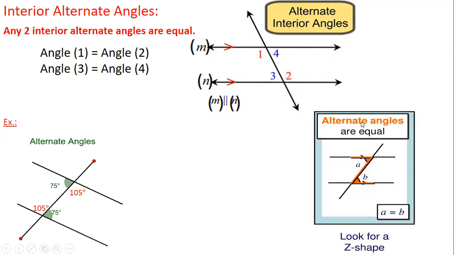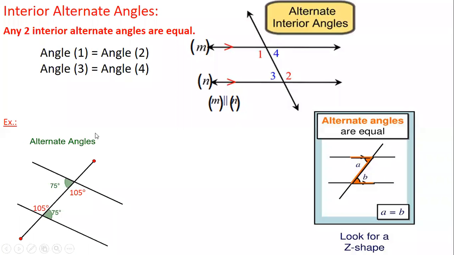Please, I want you to look at this drawing here. We have this angle here named A, and the angle down is named B. Angle A and angle B are alternate interior angles and they are equal to each other. They have the same measures.